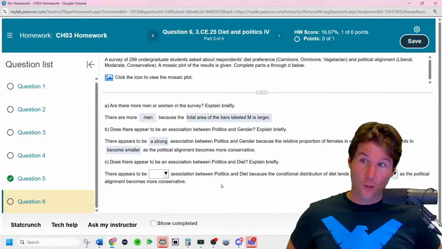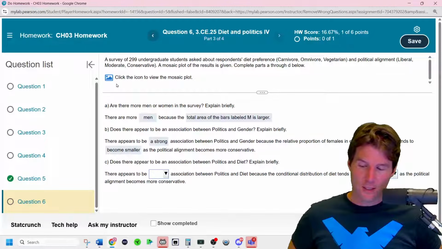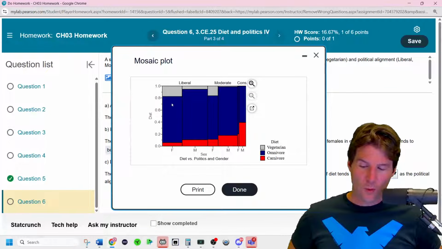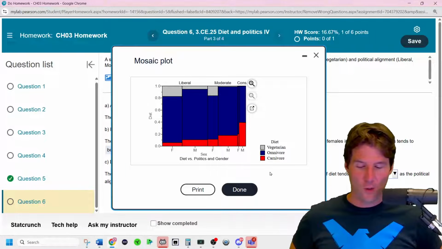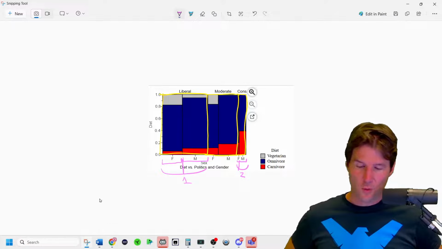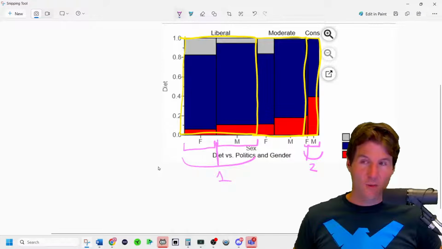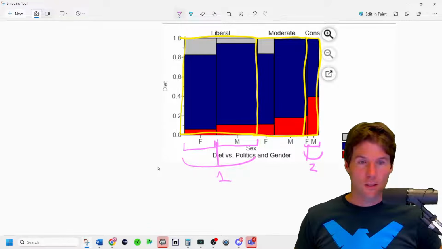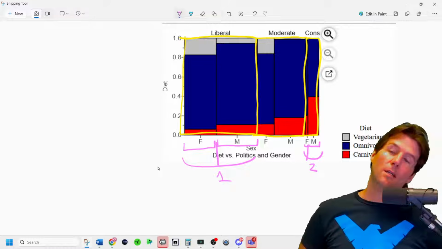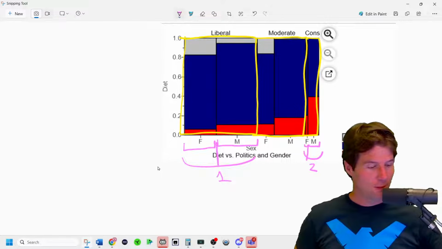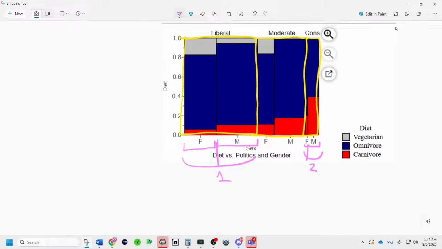There's definitely a strong association here if we look at politics and diet. When you go across and you look at liberal to conservative, conservatives are way more likely to be what? Type a V, O, or C in the chat. Which one? Carnivore, exactly.